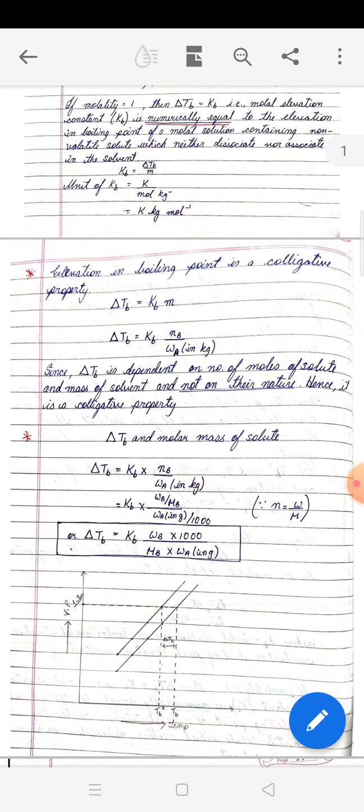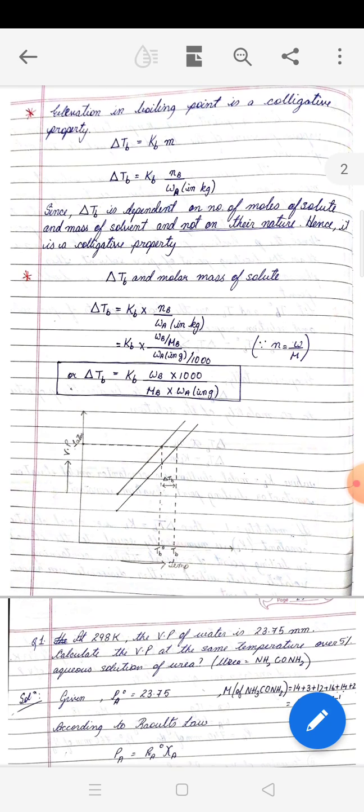This question could be asked, as I said earlier also, any of the colligative properties they may name and ask you to prove it to be a colligative property. How would you prove it? You will be able to prove it.